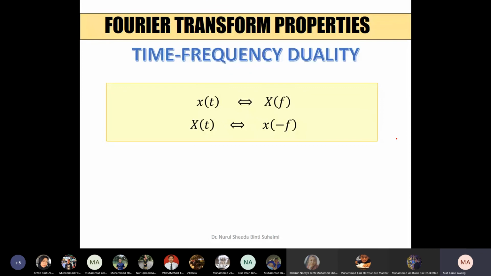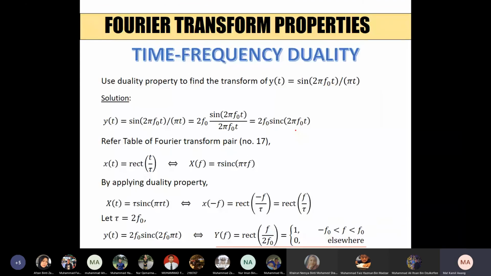This is time frequency duality, right? So x of t transforms into x of f, and capital X of t transforms into x of minus f. You use the duality property to find the transform of y of t equal to sin 2 pi f naught t over pi t. So the solution is that y of t, sin 2 pi f naught t over pi t, is equal to 2 f naught sin 2 pi f naught t over 2 pi f naught t, which is 2 f naught sinc 2 f naught t. So basically you refer to the tables, number 17.